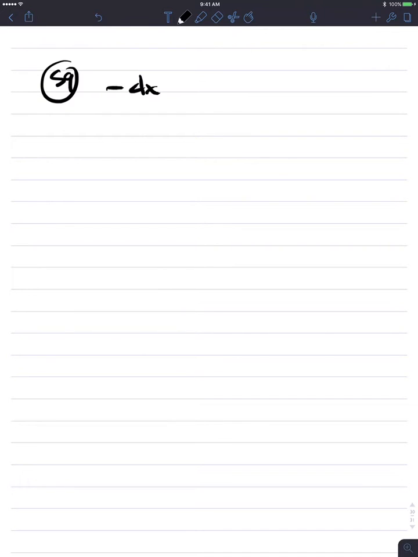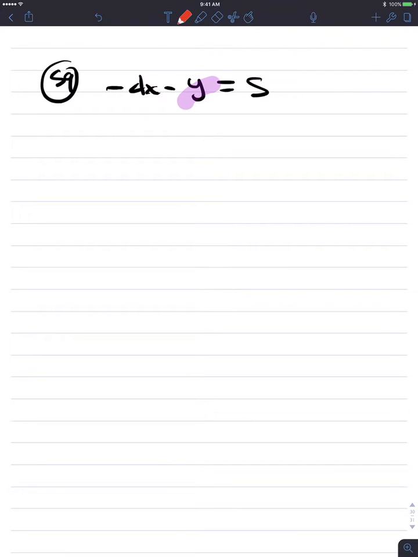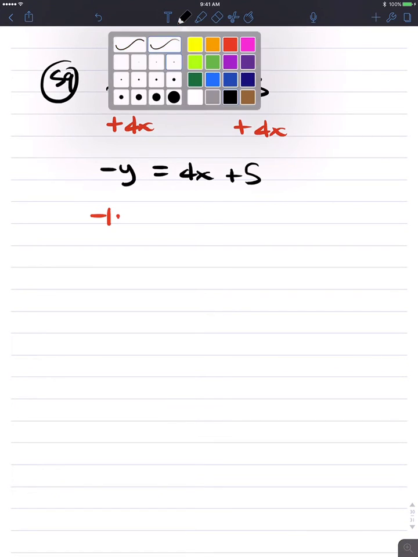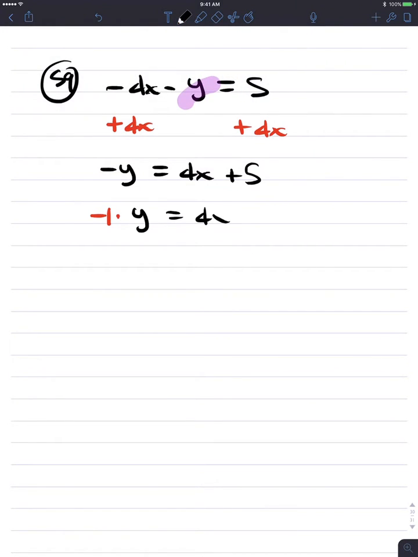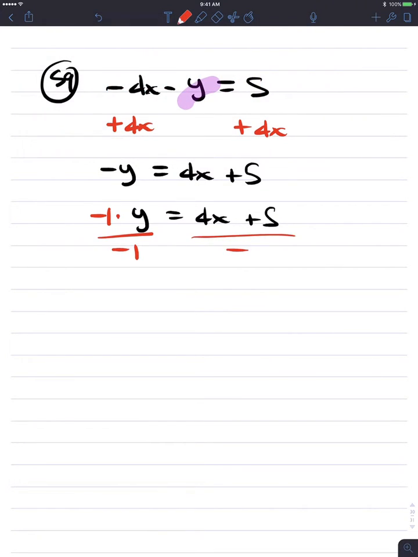59. Negative 4x minus y is 5. We're solving for y. We start by undoing the negative 4x by adding our 4x to both sides. We get negative y is 4x plus 5. What that means is it's negative 1 times y is 4x plus 5. Divide both sides by negative 1, and I get cancellation.